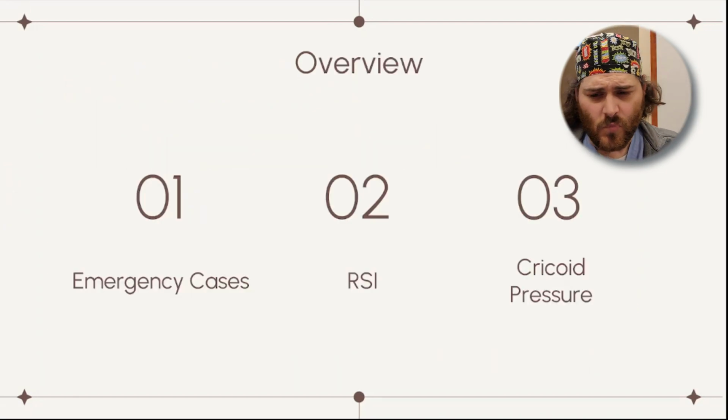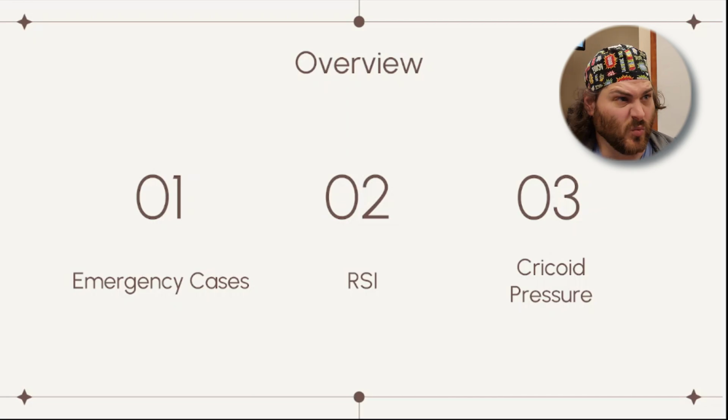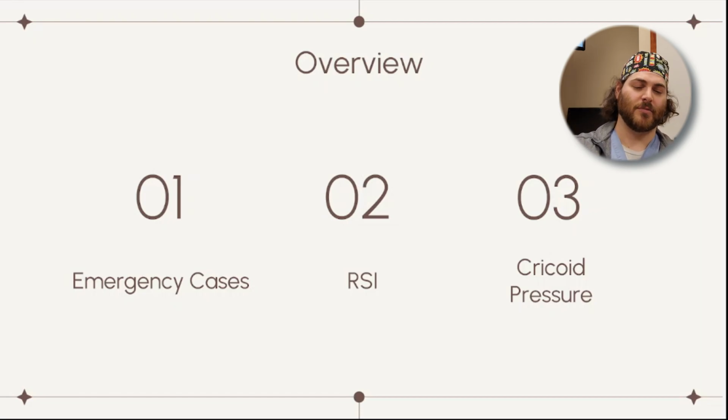Okay, so this is what we're going to go over. Emergency cases and some considerations to think of when we're doing emergency cases on the weekend and whatnot. Rapid sequence induction. What is that? When do we do that? What does that even mean? And the third thing is cricoid pressure, which is kind of a part of rapid sequence induction.